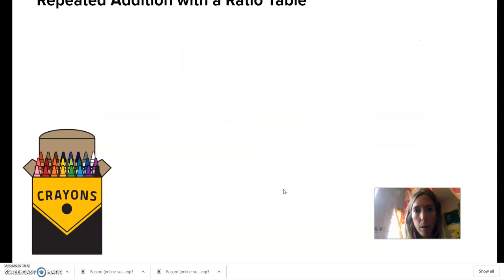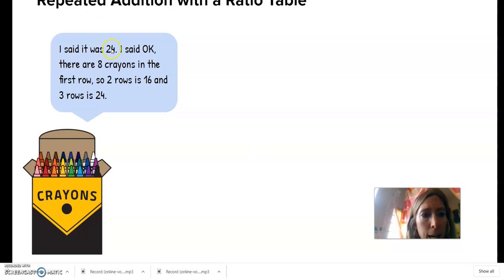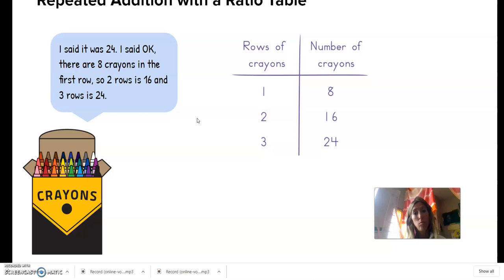But what if you didn't see it that way? What if you were thinking, I said it was 24. I said, okay, there are 8 crayons in the first row. So 2 rows is 16, and 3 rows is 24. Now, how would you show that visually? Well, that actually looks very nice in a ratio table. This column is the rows of crayons, and then we have the number of crayons. So here we have 1 row, gives us 8 crayons. 2 rows would give you 16 crayons, which means 3 rows, you're at 24 crayons.